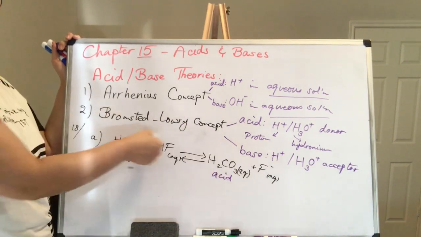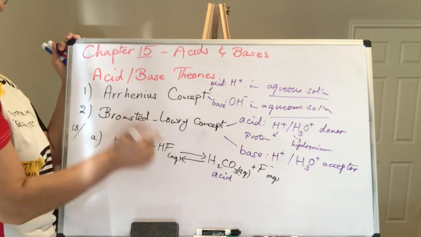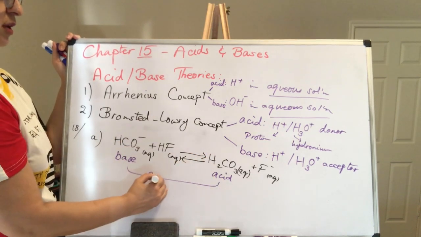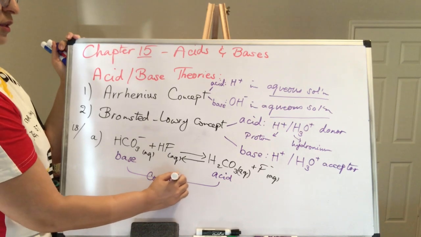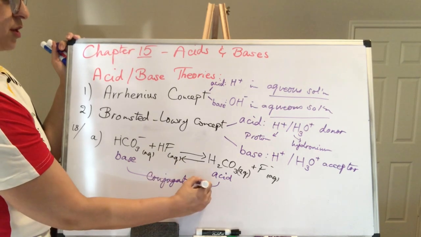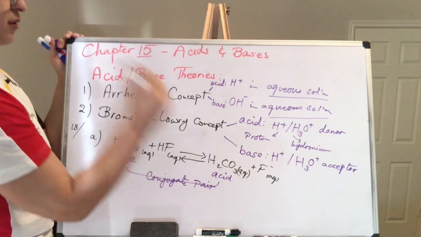Because if it wants to go back, it has to donate 1 proton. So this is one of our conjugate pairs. This is what we need to understand from this theory.